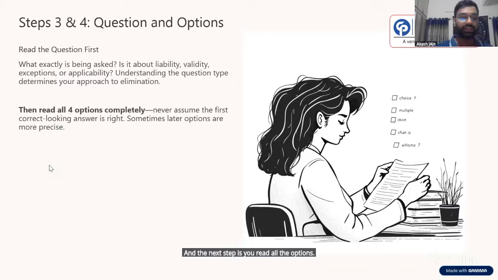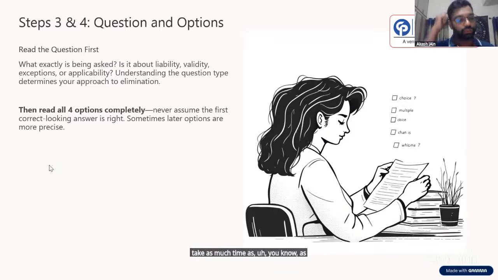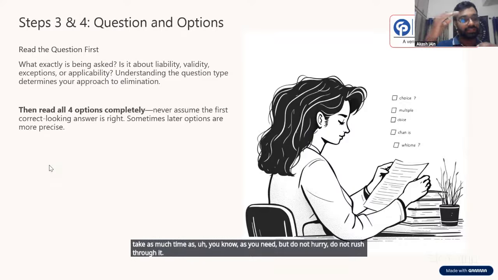See, don't ever take shortcuts in legal reasoning. This is one of the most important sections. You don't have to take any shortcuts. Take as much time as you need, but do not hurry. Do not rush through it. So please read all the questions.